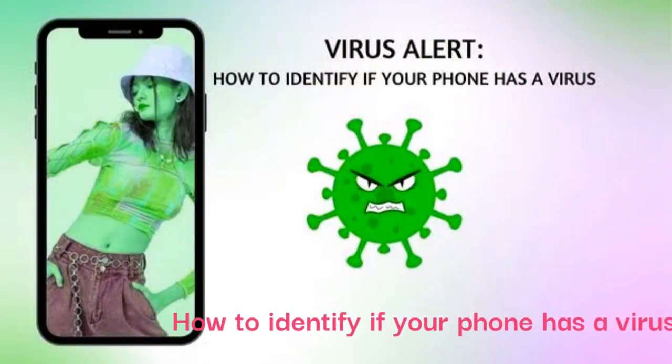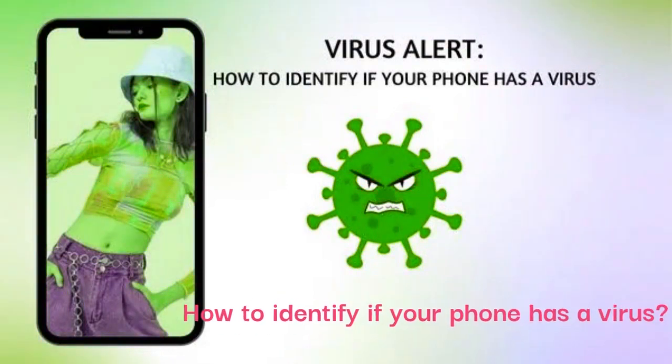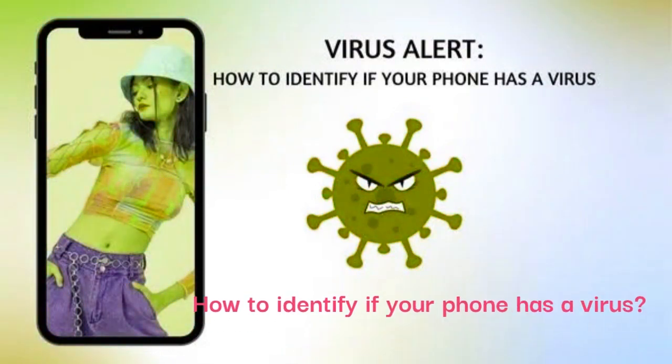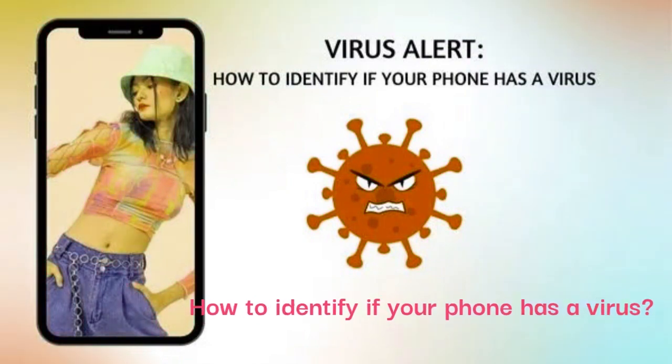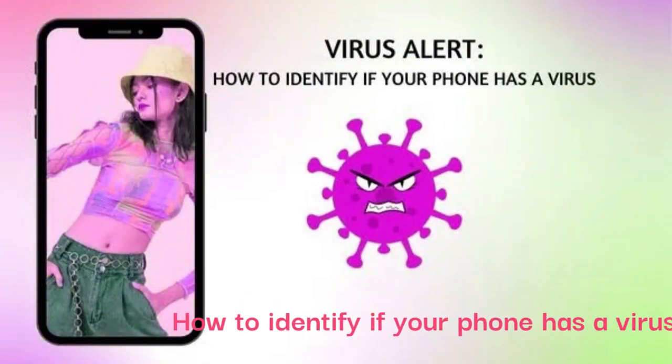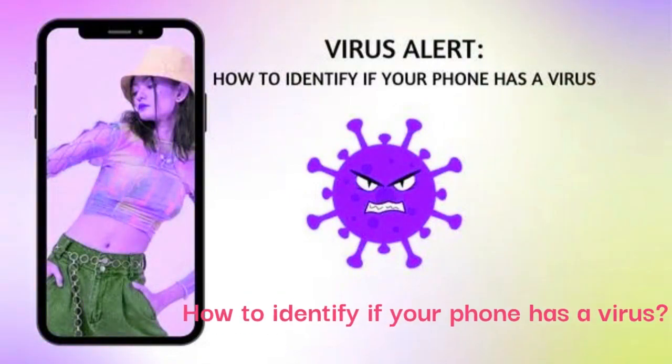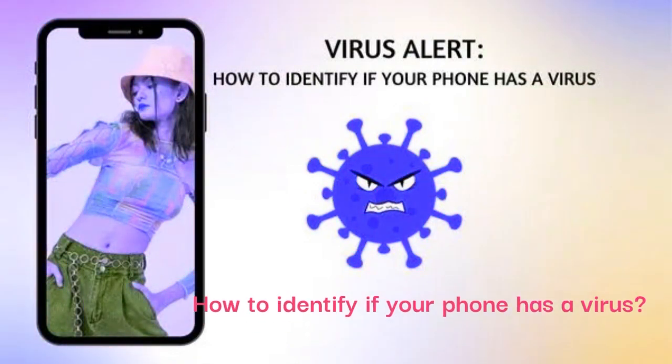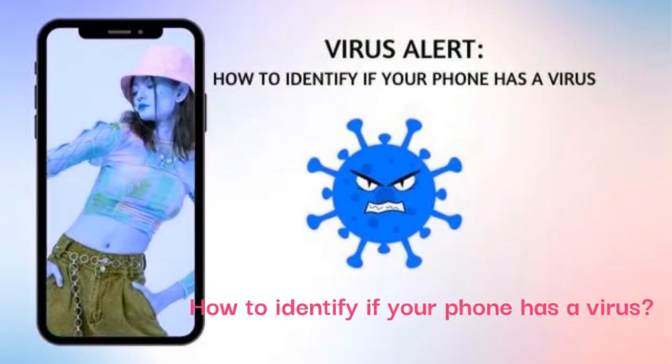How to identify if your phone has a virus? If your phone has malware, Google will send you alerts. At times, pop-up notifications appear in unexpected places on your phone. A sudden slowdown of your phone is also a sign of malware.